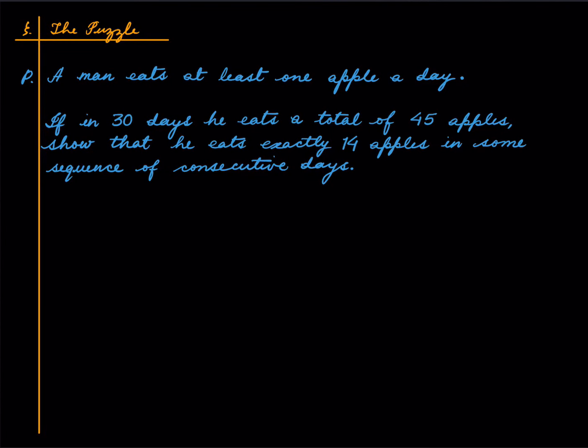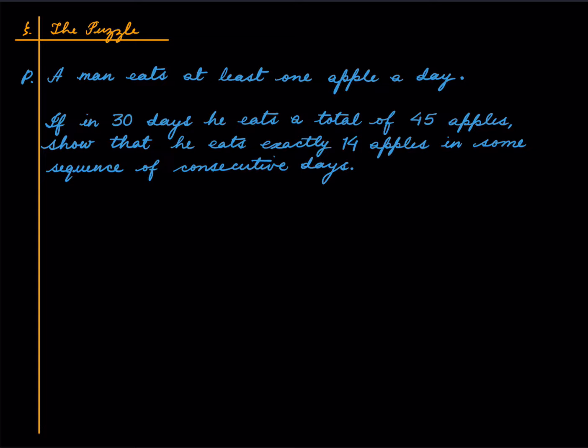Here is the problem we are looking at. So it's given that a man eats at least one apple a day, and suppose in 30 days, meaning in a month, he eats a total of 45 apples. We want to show that he eats exactly 14 apples in some sequence of consecutive days.